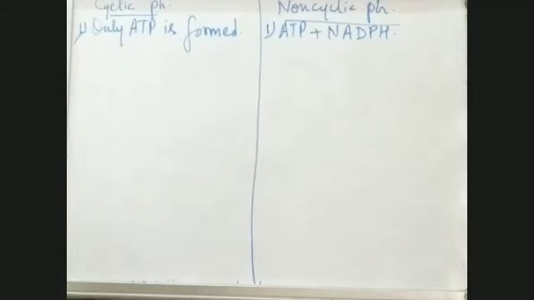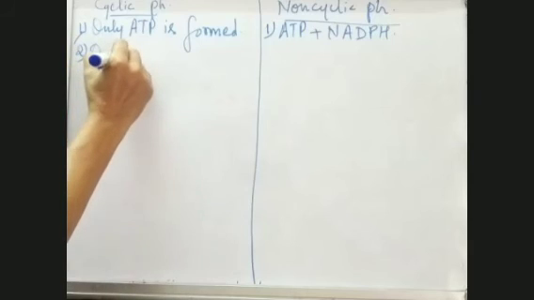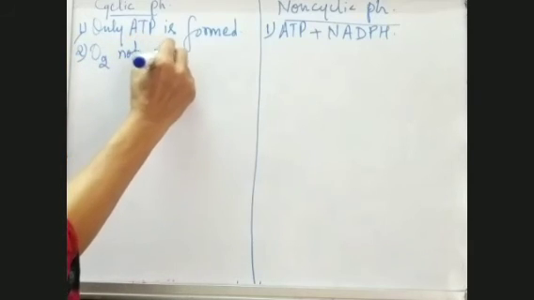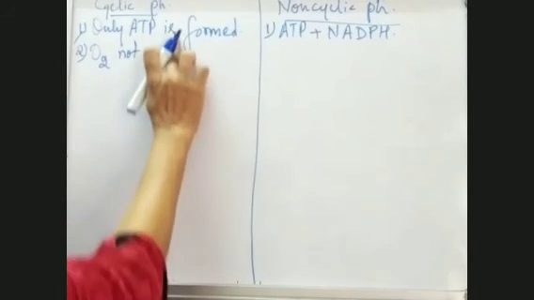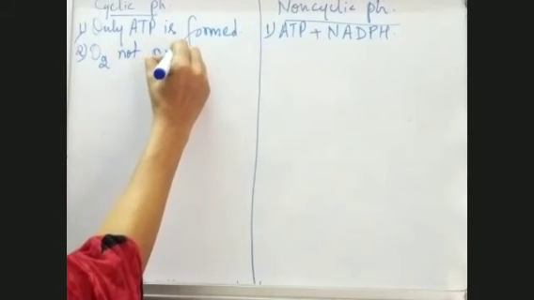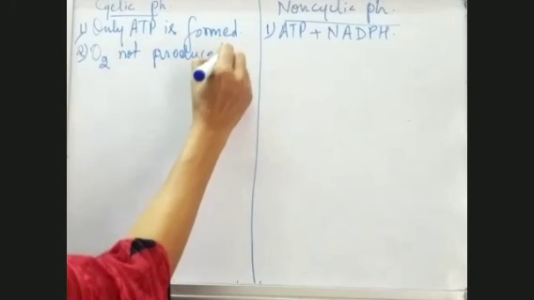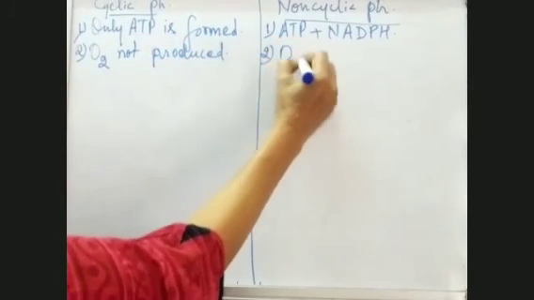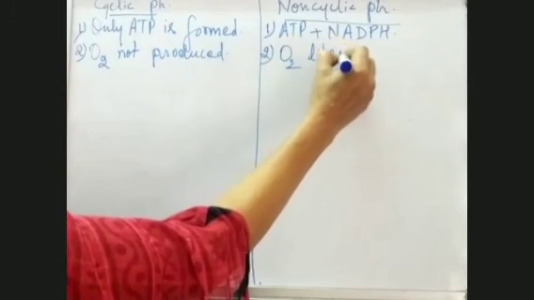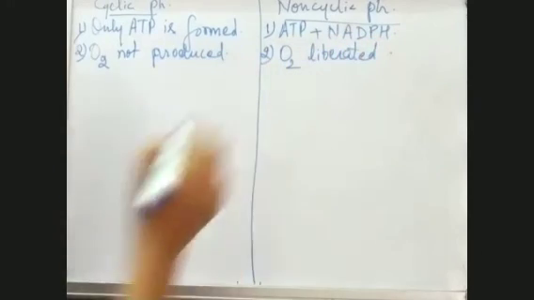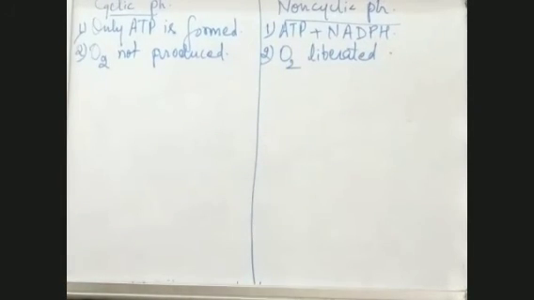Now, the second point of difference is, as you know, in cyclic photophosphorylation there was no photolysis of water. Because there was no photolysis of water, no oxygen was produced. Whereas in this case, O2 is liberated, because photolysis of water took place. This was the second point of difference.